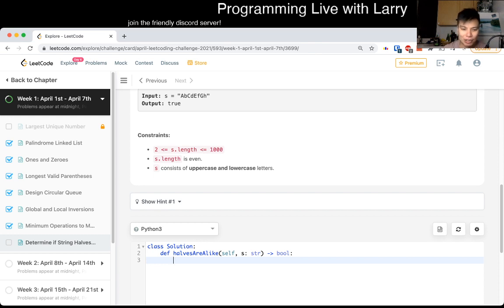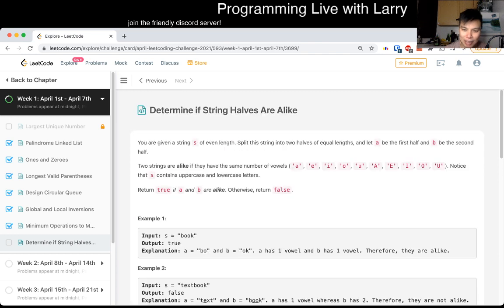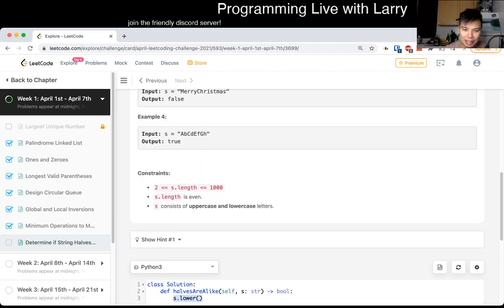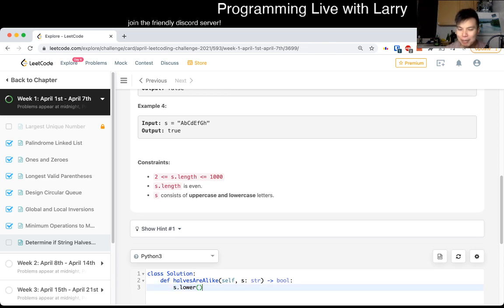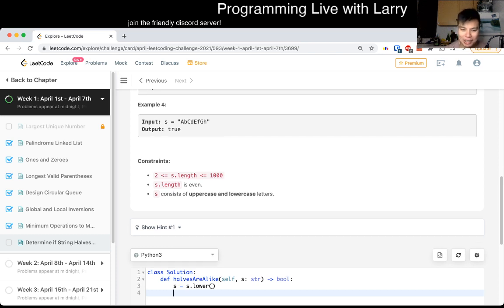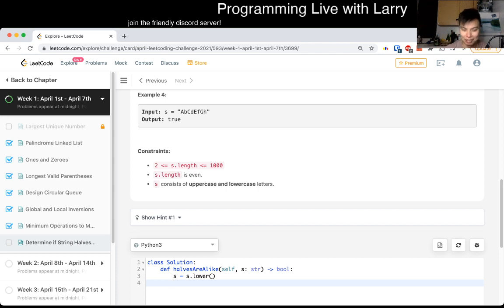But in either case, I think the first thing I would do is change it to lowercase. The reason we change it to lowercase is so that we don't have to worry about checking two sets of things, because now everything's consistent. Of course, this is technically a little bit more inefficient because it creates another copy of the string. And now you could play around with a couple of ways to do it, I guess.